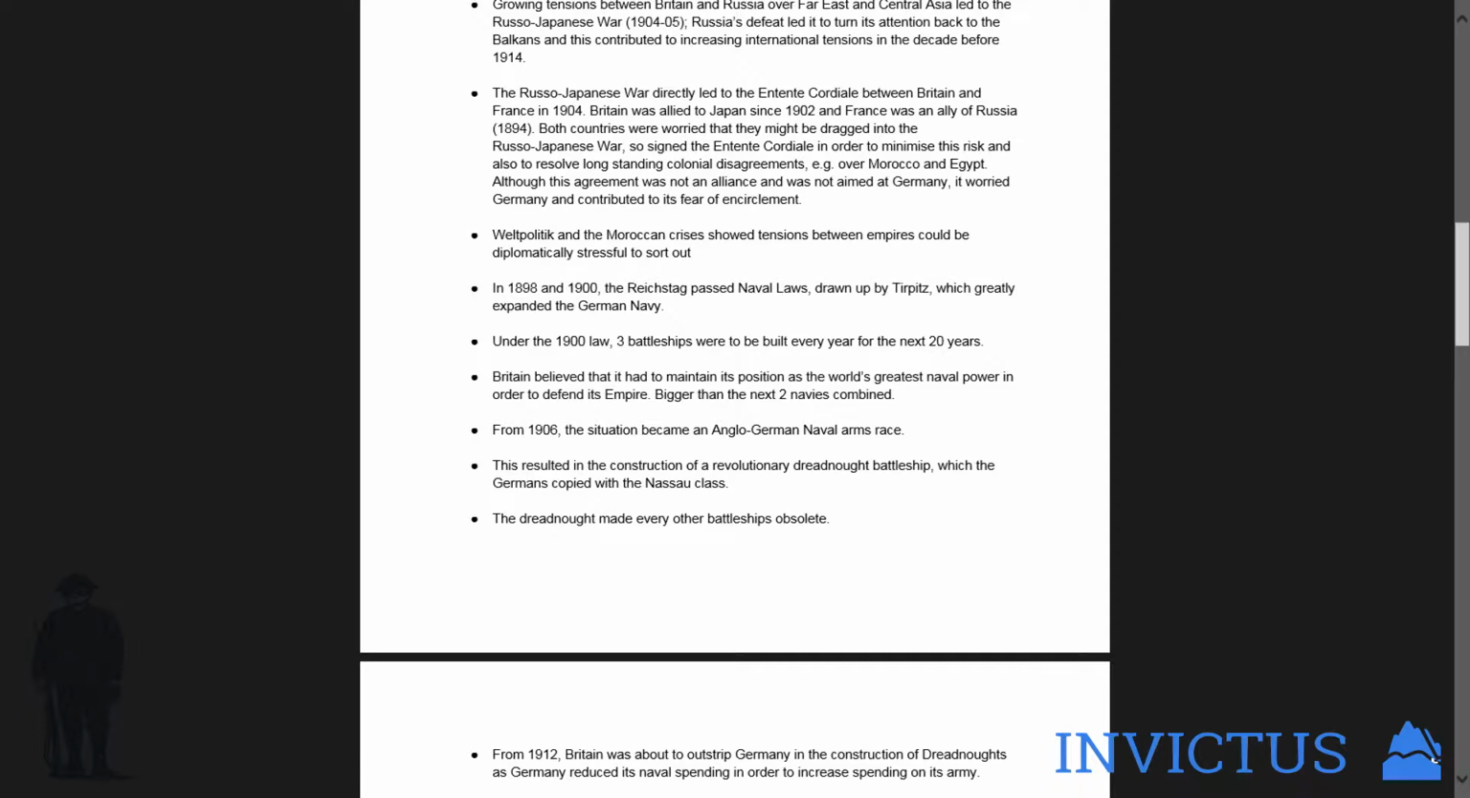As we can see here, the Reichstag passed naval laws. Admiral Tirpitz, not the battleship Tirpitz of World War II fame, sister ship of Bismarck. The Germans proceeded with a very aggressive naval policy, and so three battleships to be built every year for the next 20 years. That means you would have 60 battleships.